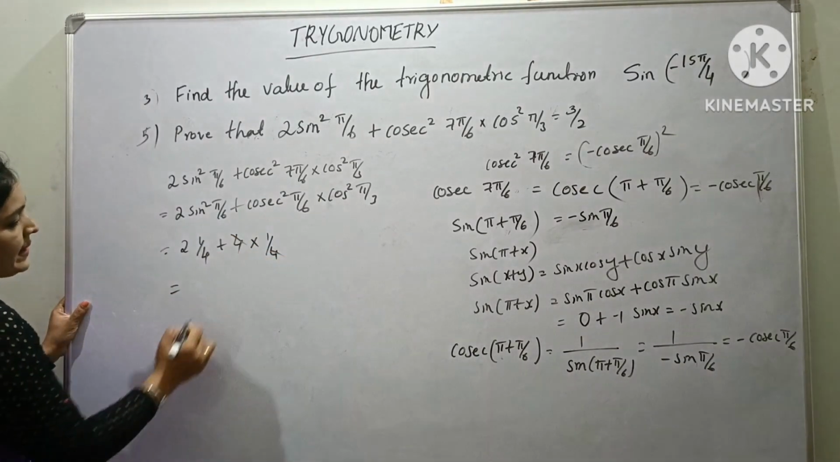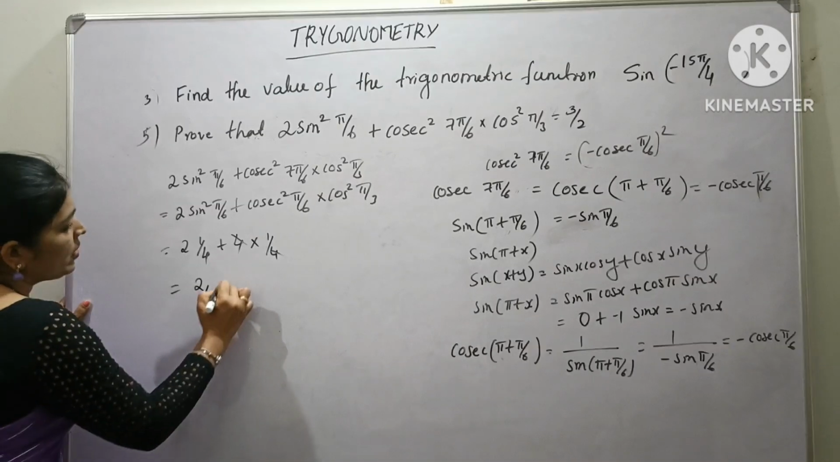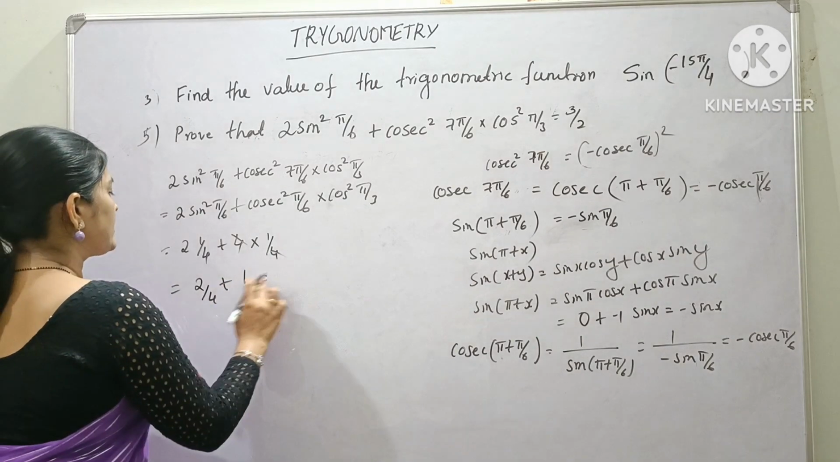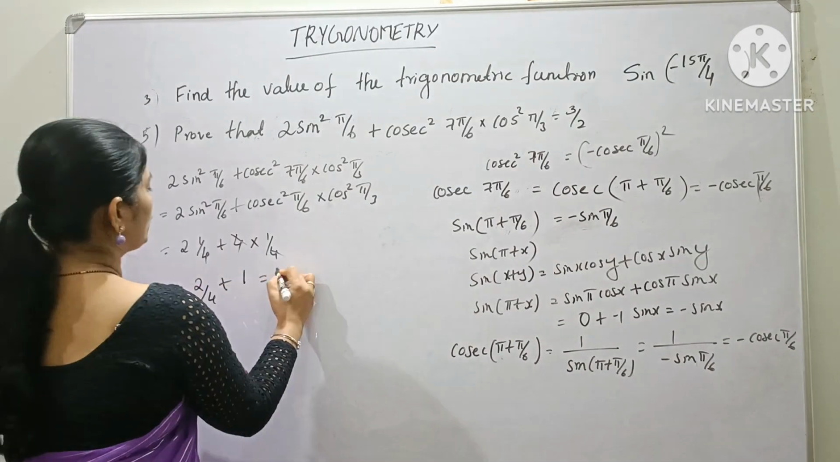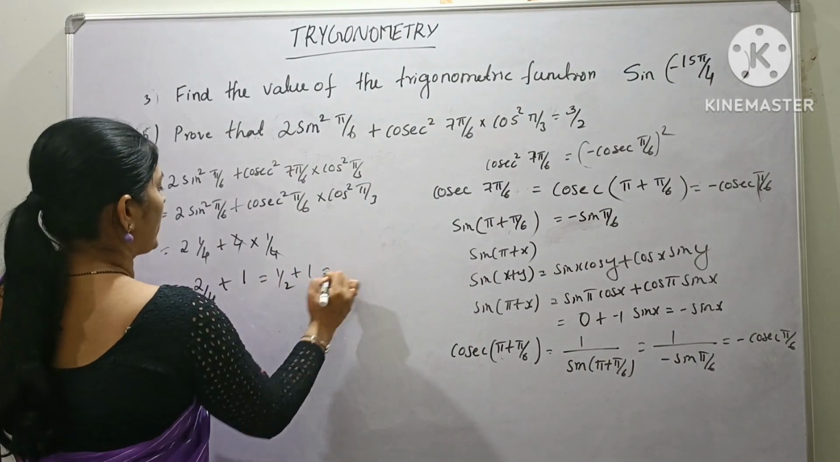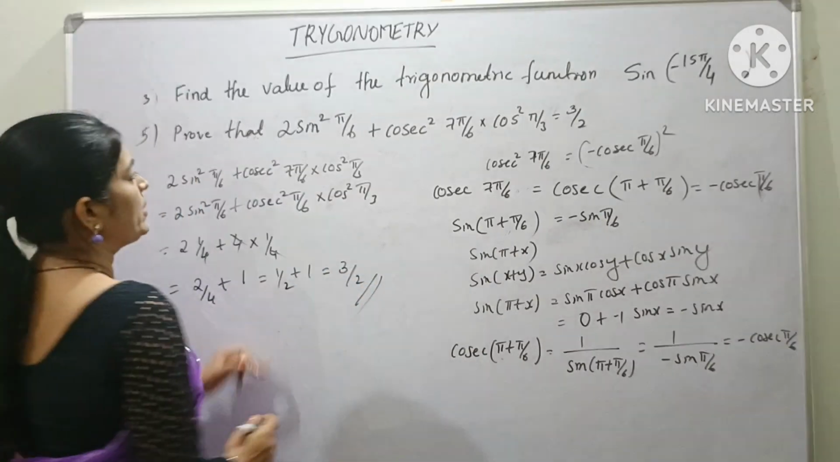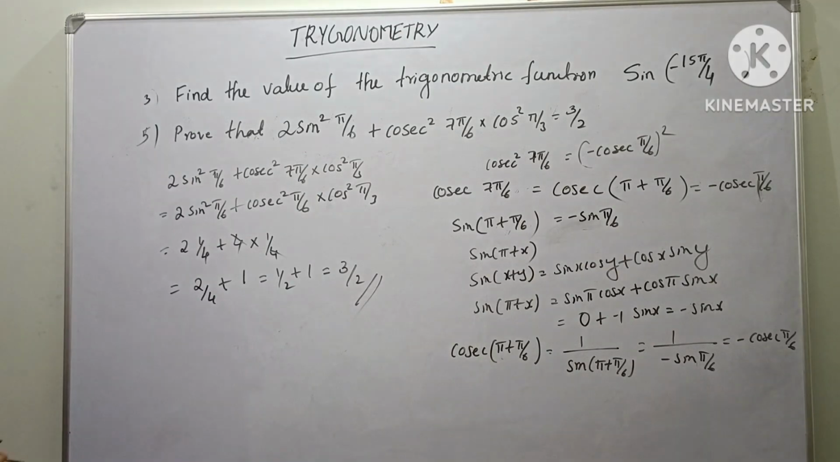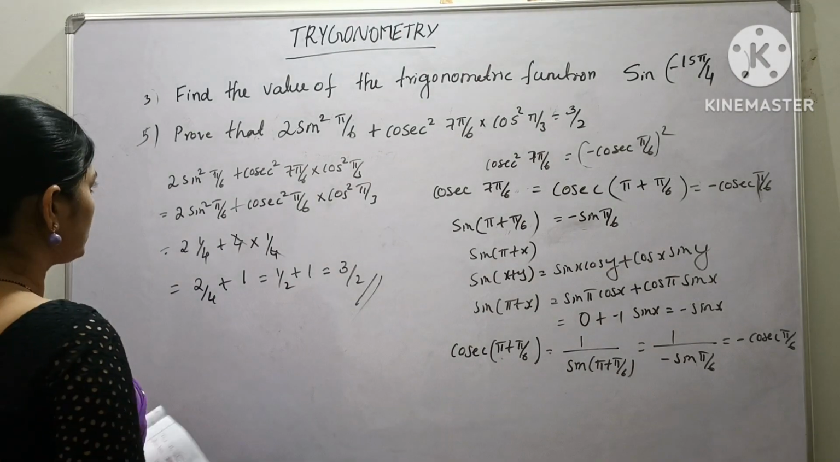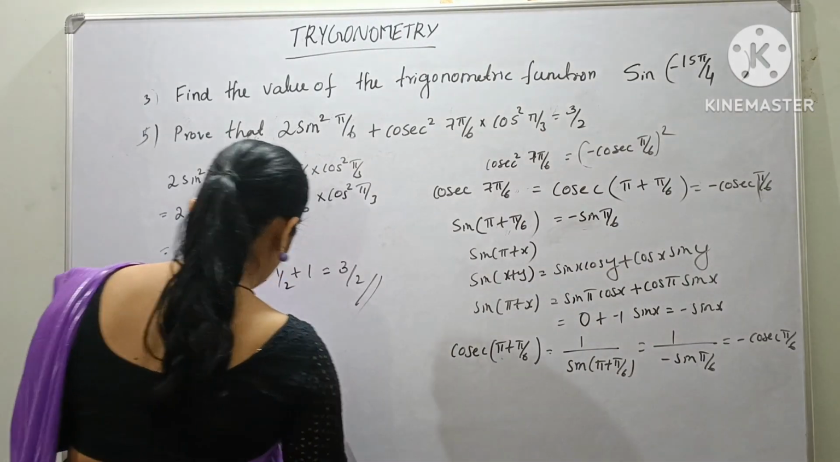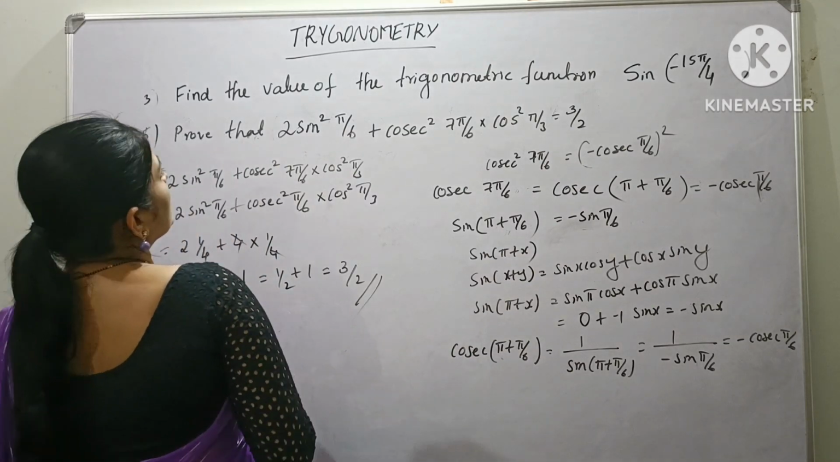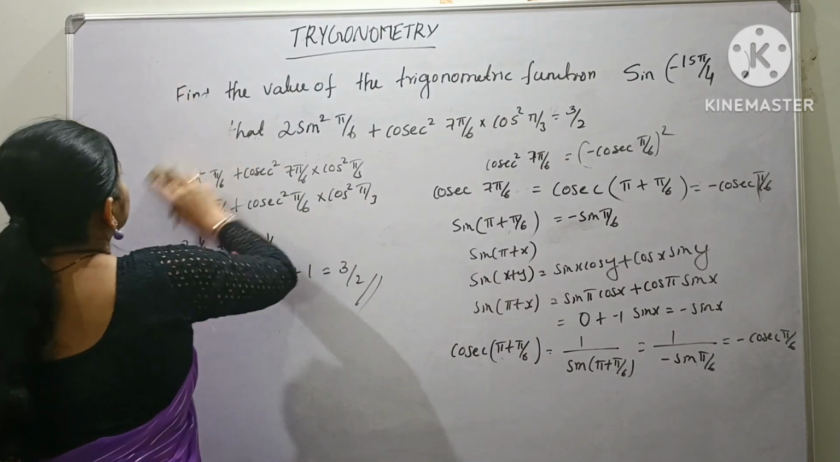Here 4 cancelled. So 2 by 4 plus 1, that is 1 by 2 plus 1. So it is nothing but 3 by 2. Hence it is proved. So next question.